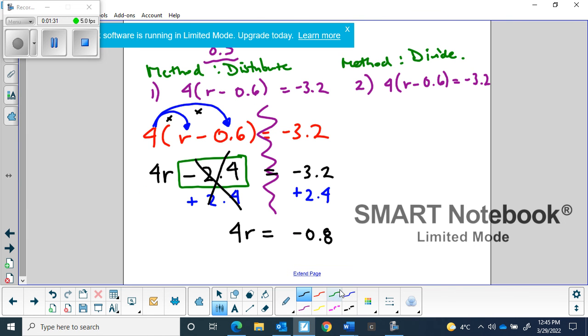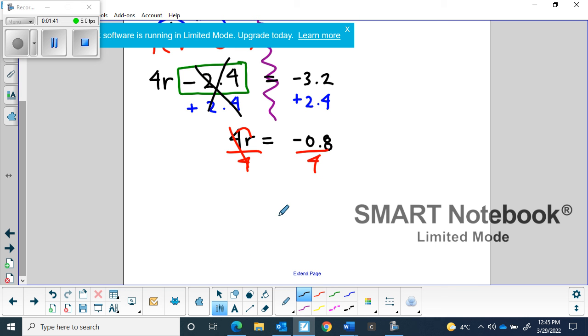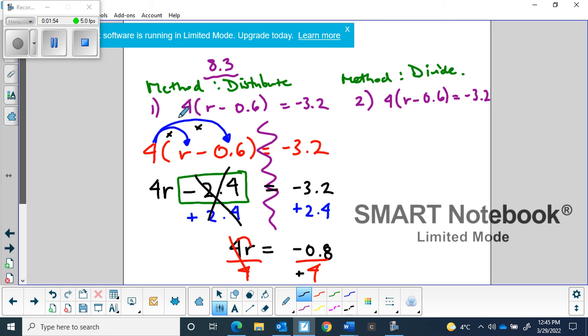And then from here, we have to unattach the 4 from the r. They're attached with multiplication. The opposite is to divide by 4 to both sides. That gets rid of our 4. r is equal to 0.8 divided by 4, which is 0.2. And a negative divided by a positive is negative. And that would be our answer. Now, that's the distributive property. So we rainbow it in, and then we solve normally.